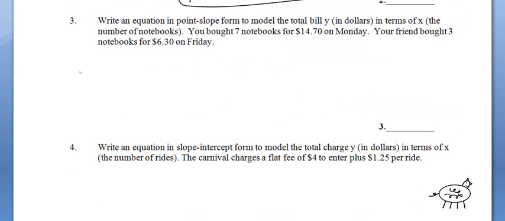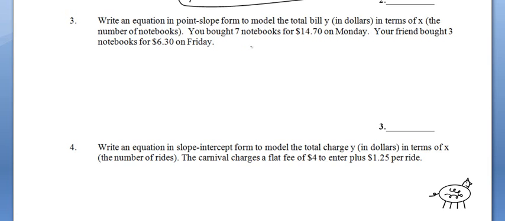Okay, so let's look at number 3. It says write an equation in point slope form to model the total bill y in dollars in terms of x, the number of notebooks. You bought 7 notebooks for $14.70 on Monday. Your friend bought 3 notebooks for $6.30 on Friday. Well, I don't have a rate here. What you should see is that I actually have 2 points.